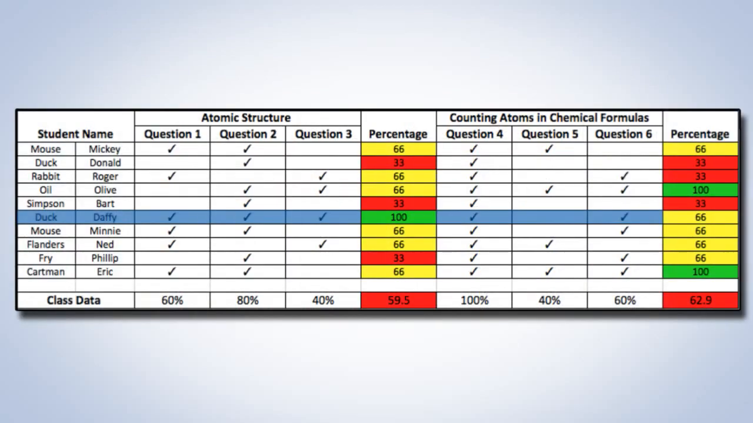First of all, let's look at the individual students. I have them over there on the left-hand side, and let's pick one to look at. Let's take a look at Daffy Duck. Okay, so looking at Daffy Duck, he's one smart duck.